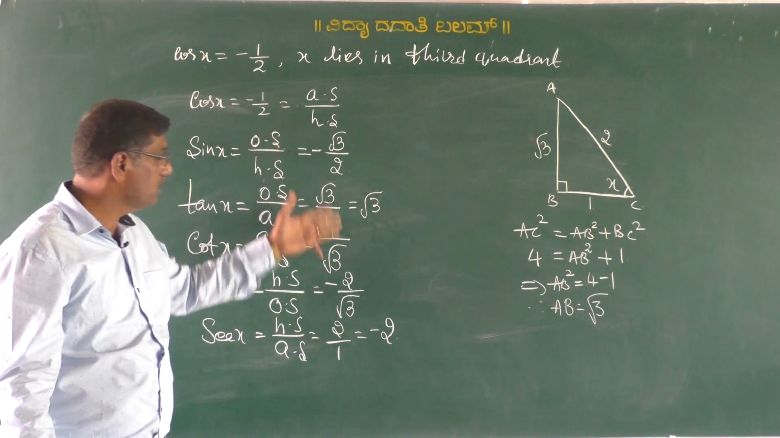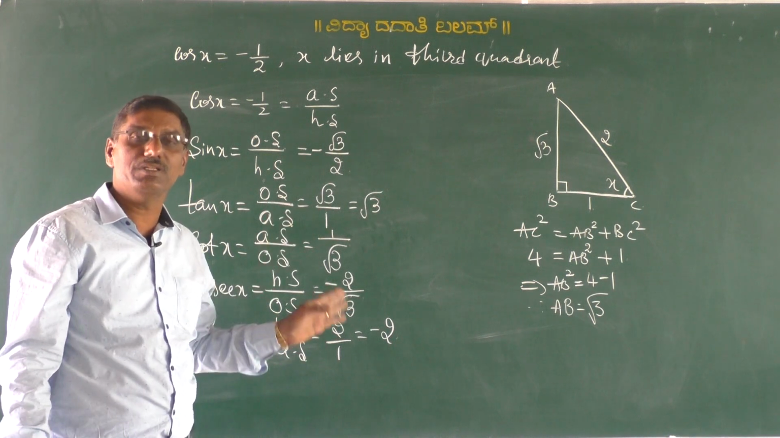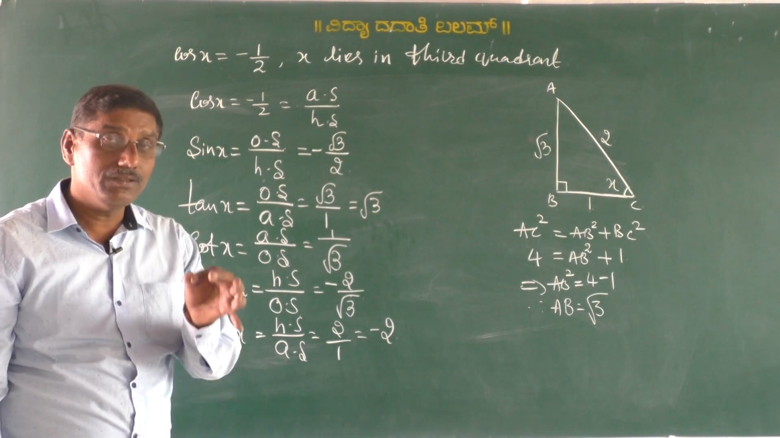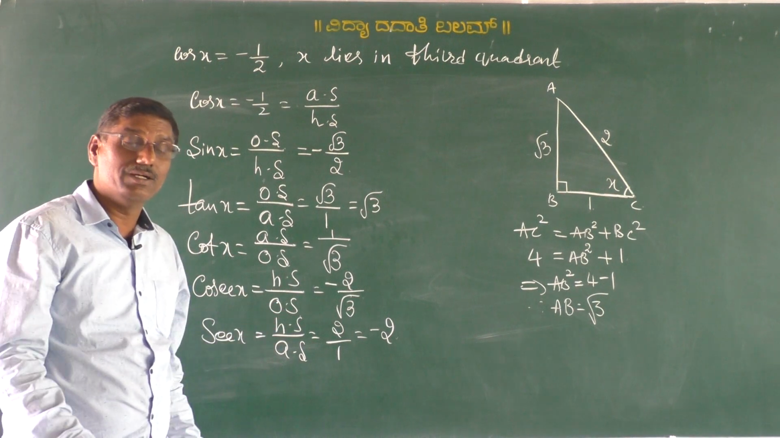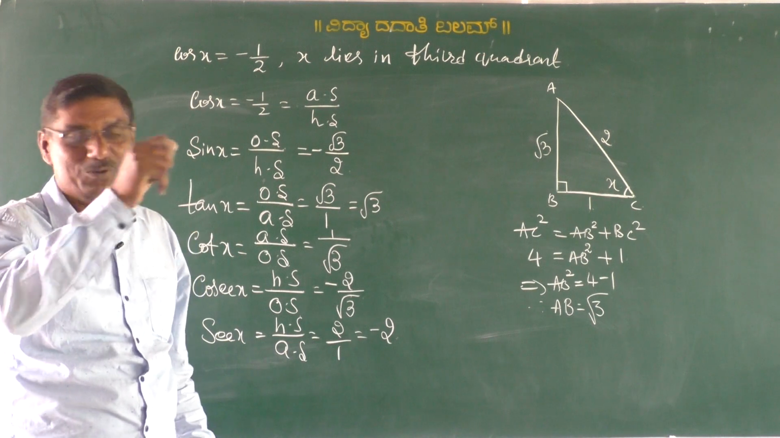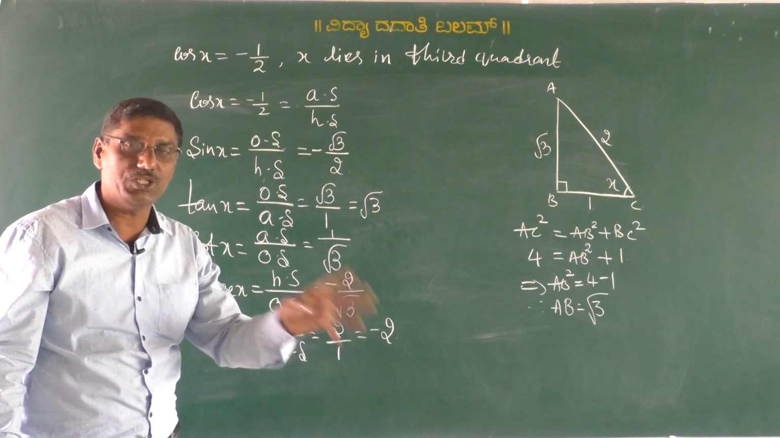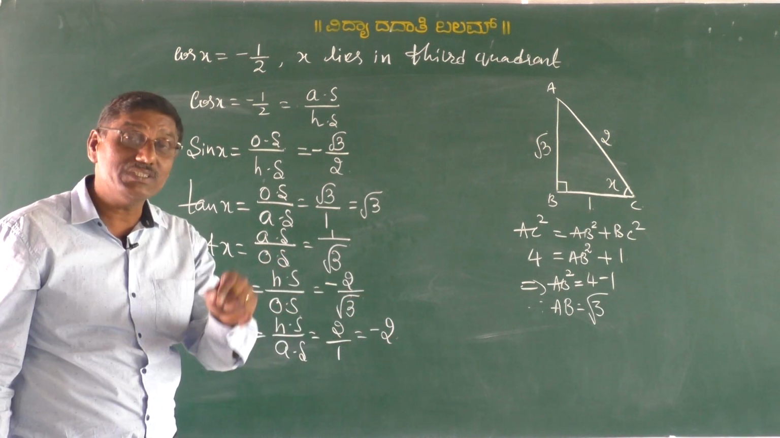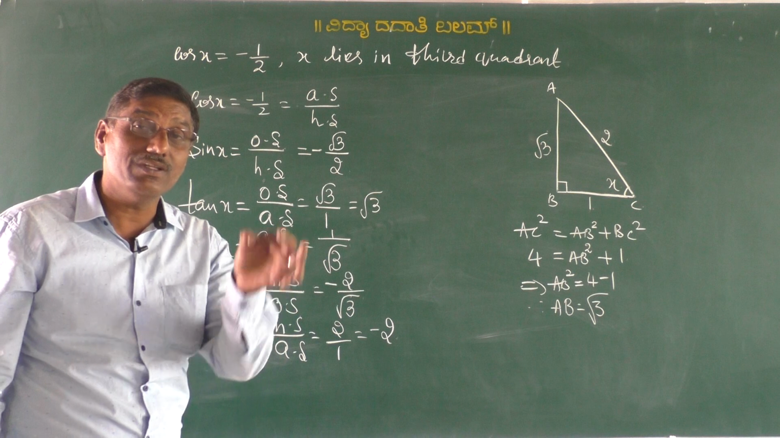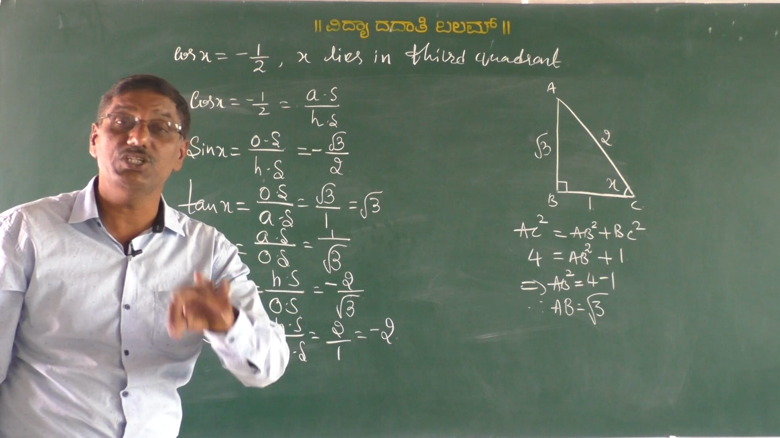Now, these are the six ratios of trigonometric functions. This is another method, by using the ratios. But when I write the signs, we have to keep in our mind which rule? Quadrant rule, that is the ASTC rule. A means in first quadrant all are positive, S means sine and cosecant are positive in second quadrant, T means tan and cot are positive in third quadrant. Last one, C means cos and secant are positive in fourth quadrant.